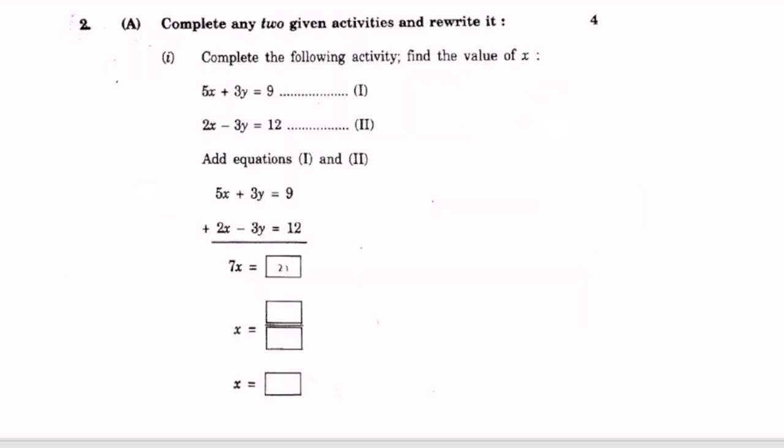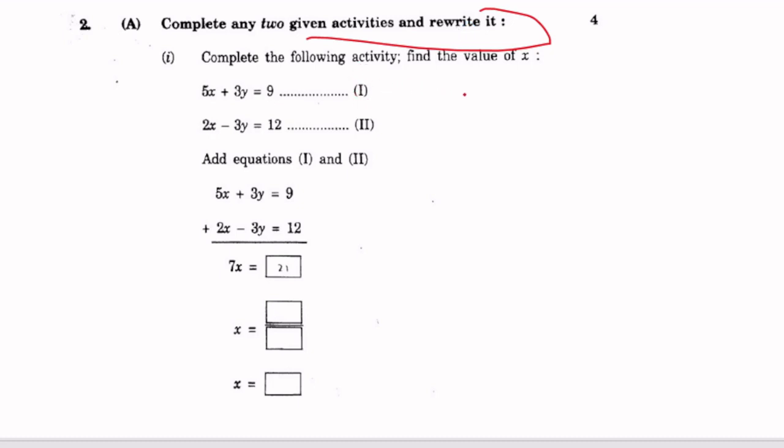Okay. So we have finished question number 1, A and B. Now we have to solve question number 2A. Here, complete any two activities and rewrite. So there will be more than two questions, and we have a choice to solve two out of the given questions, right? But we'll solve all the questions because I am just providing a solution. We have to solve all the questions. Let's see what the question is over here.